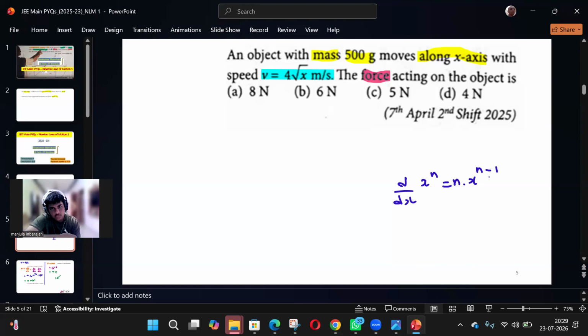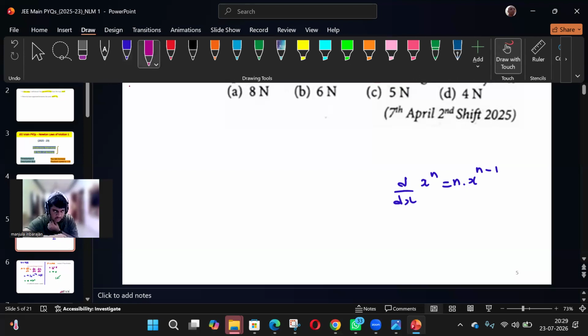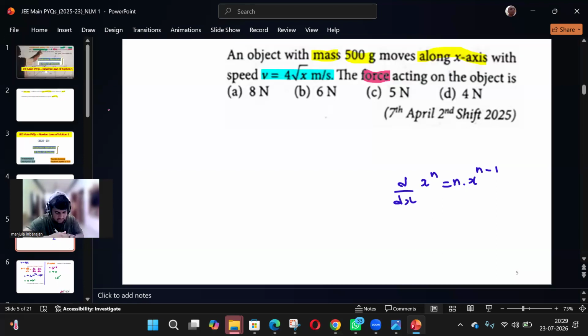Yeah, find dv by dx then. 1 by 2 root x, is it 2x? No, 2 root x only. So dv by dx is 2 over root x.